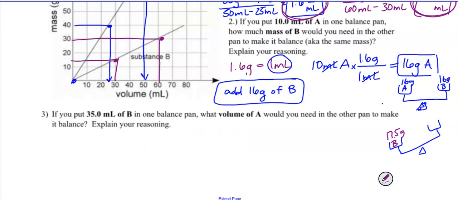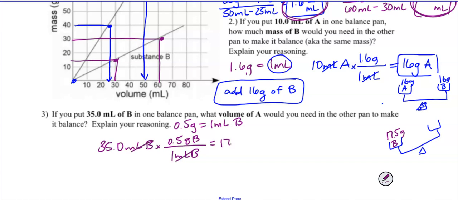Well, my conversion factor is for every 0.5 grams, it's 1 milliliter for B. But if I have 35 milliliters of B, for every 1 milliliter of B, it weighs 0.5 grams. And look, now your units cancel, and you get 17.5 grams of B. Okay, so now I know I have 17.5 grams of B, so how do I balance out my balance pan? I need to put 17.5 grams of A. Simple enough. So now they'll go back to normal.